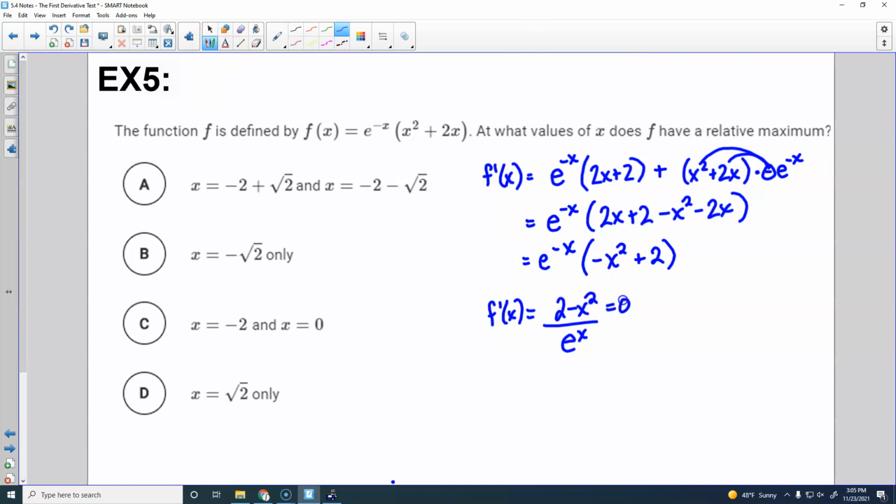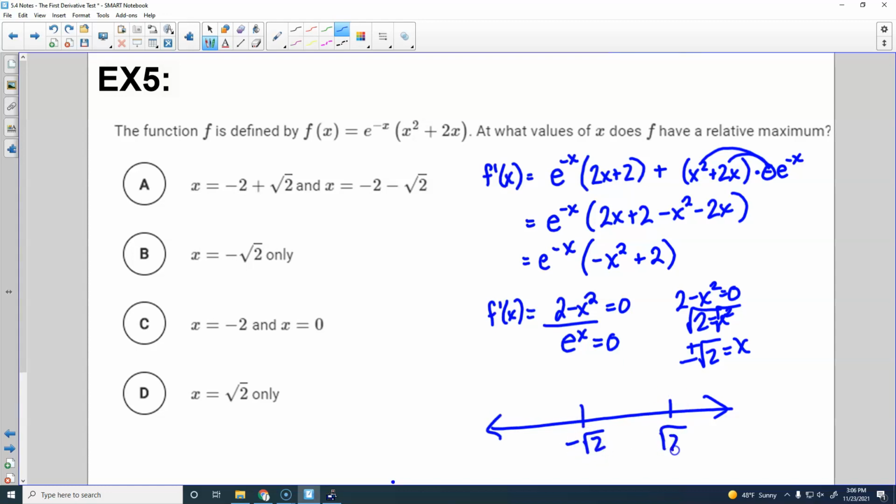So top equal to 0, bottom equal to 0. So 2 minus x squared equals 0. 2 equals x squared. Square root both sides. You get plus or minus square root of 2 equals x. The bottom gives 0 — that's the only one because e to the x is never going to equal 0. E to the x is always positive. So you got negative square root of 2 and positive square root of 2.